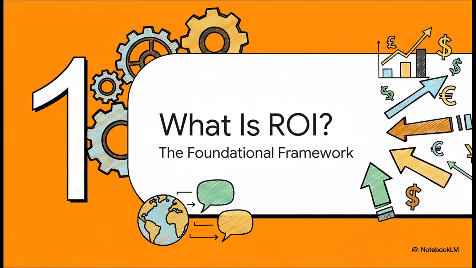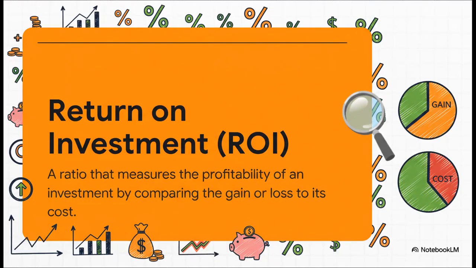What are we really talking about when we say ROI? Well, you can think of it as the universal language of performance. It tells you if something was a good use of your money. Okay, here's the formal definition. At its heart, ROI is a super simple ratio. It evaluates how efficient an investment was by comparing what you gained to what you spent. And crucially, it's almost always shown as a percentage, which makes it incredibly easy to compare different things side by side.